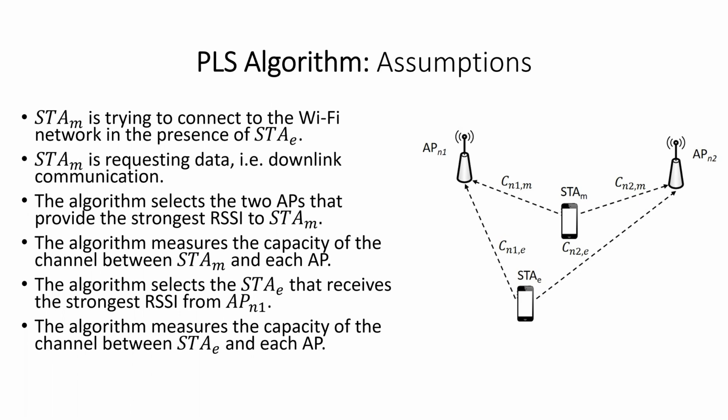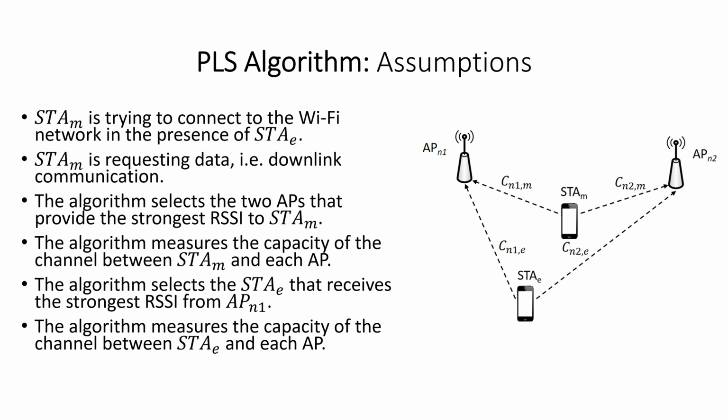First of all, the eavesdropping station is trying to connect to either access point N1 or access point N2. So just two access points are available in this case. The eavesdropping station is only detected by N1. What we do is first measure the channel capacity between the legitimate station and each access point, and also between the eavesdropping station and each access point, here denoted as CN1M, CN2M, CN1E, CN2E, respectively.